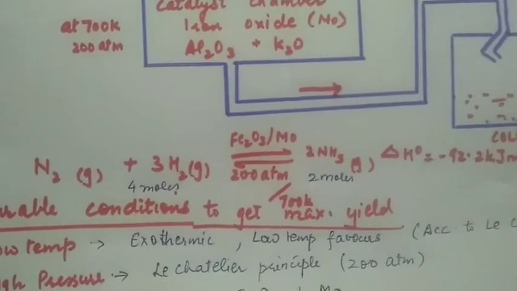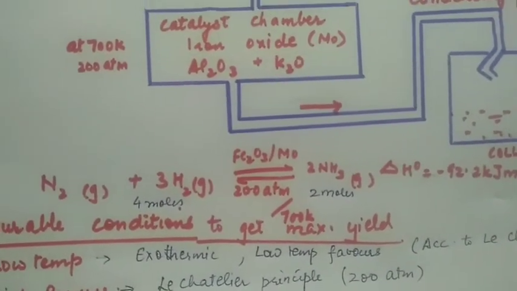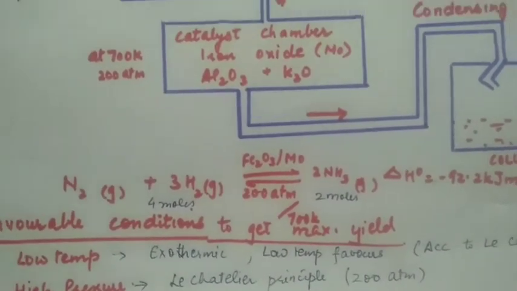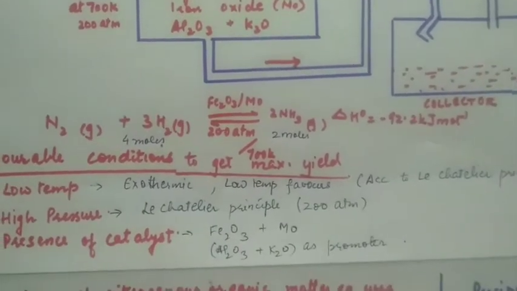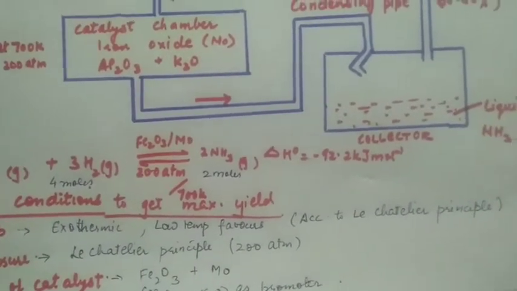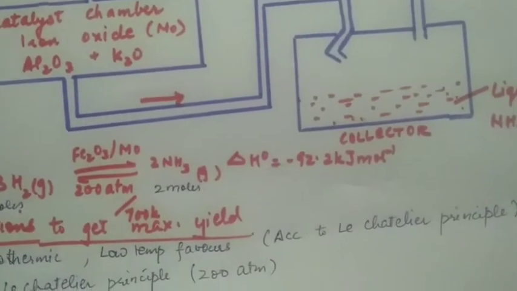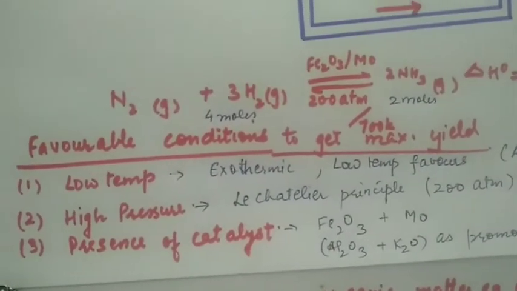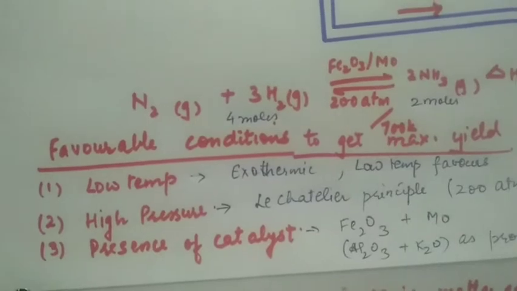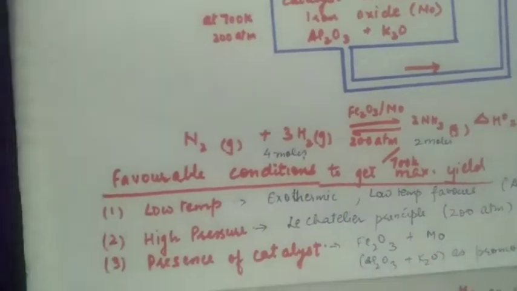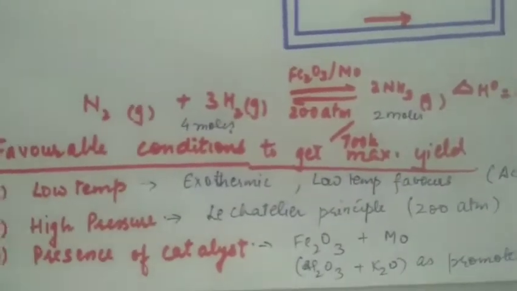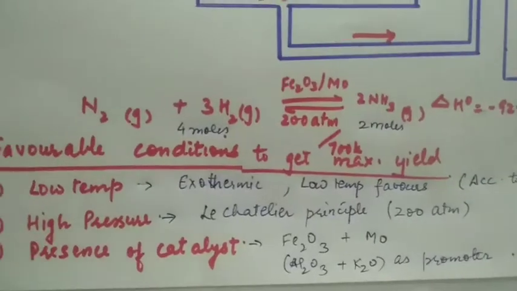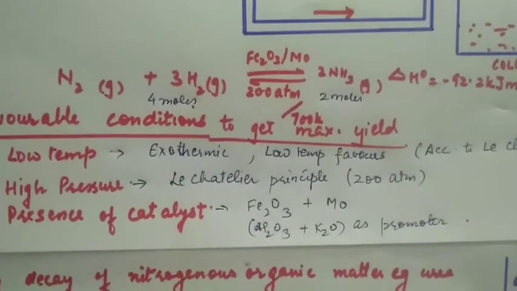The process is a reversible process which occurs at a temperature of 700 Kelvin and pressure of 200 atmospheres. The reaction is exothermic with enthalpy of reaction minus 92.2 kilojoules per mole. The favorable conditions to get maximum yield: as the reaction is exothermic, Le-Chatelier principle suggests that in order that the reaction should go in the forward direction, we have to keep a temperature low. An optimum temperature about 700 Kelvin is needed.